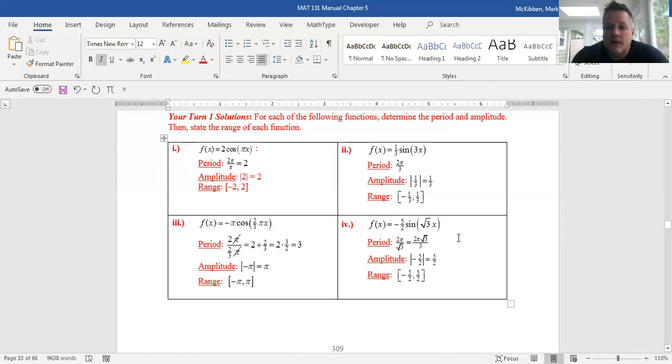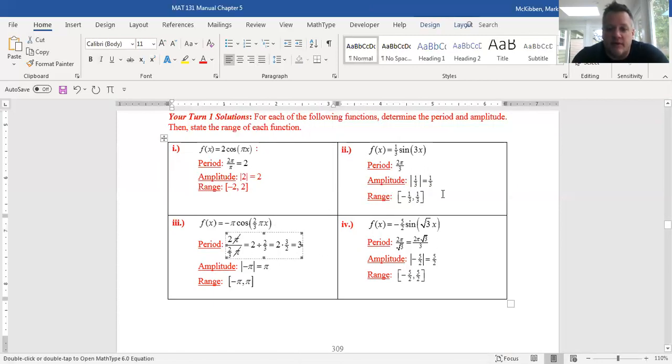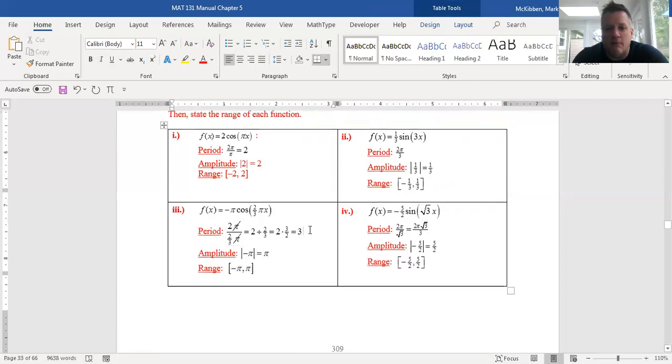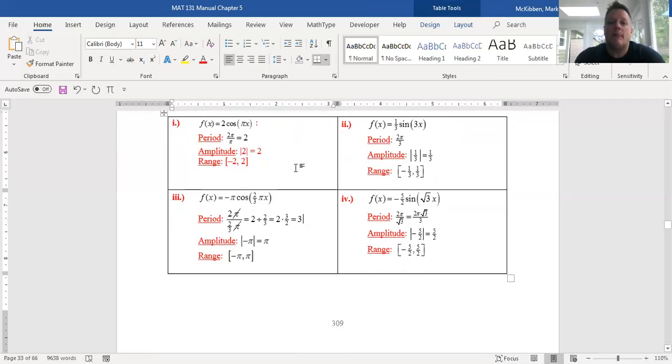Then let's look at number 3. The other ones are similar. I just want to talk about a couple that are slightly different. The period is always 2 pi divided by the coefficient of x, so 2 pi divided by 2/3 pi. That gives you 3 in this case if you simplify it. The amplitude is the absolute value of negative pi, which is pi.